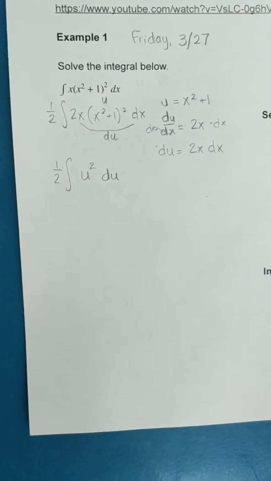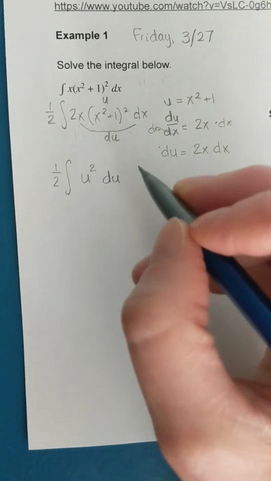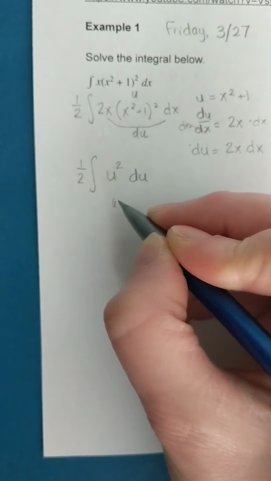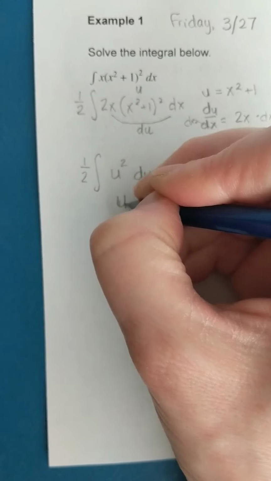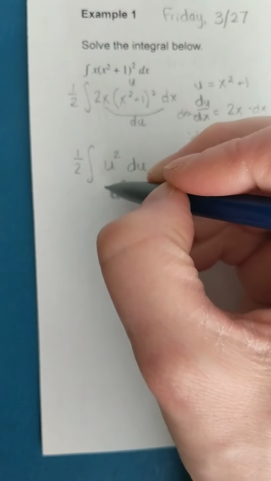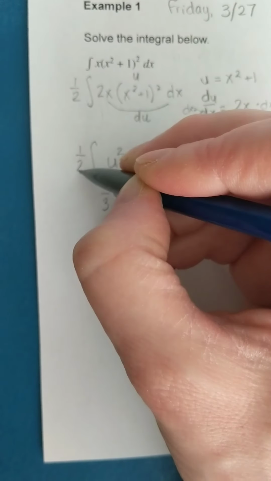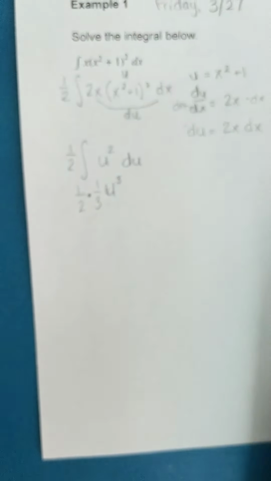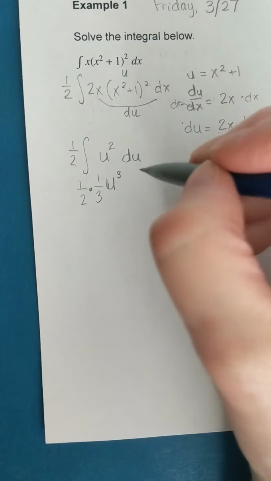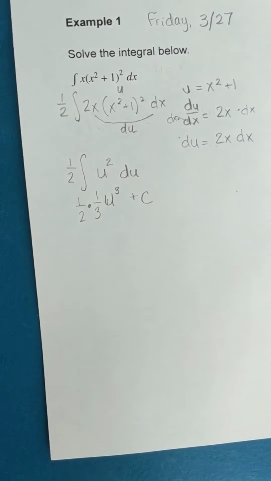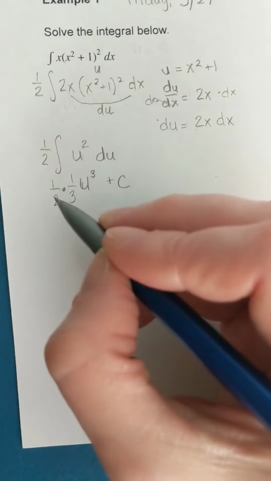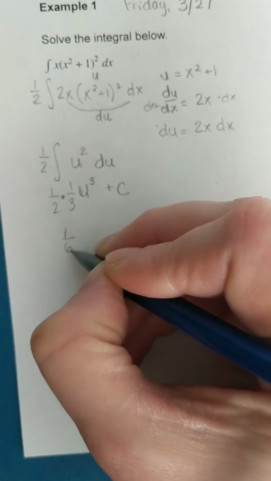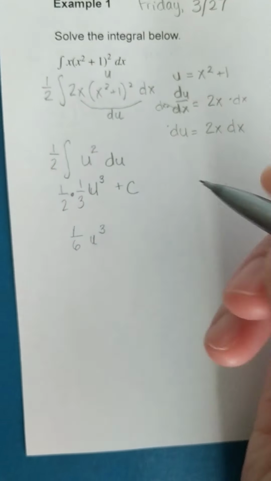Now I'm going to integrate it just like I always have been. So I know that for integrating u squared, I'm going to take 2 plus 1 is 3 for the exponent. And I multiply by the reciprocal, 1/3. And I have my 1/2. So it's going to be 1/2 times 1/3 u to the third plus c, because we have an indefinite integral here. All right, and now I just simplify: 1/6 u to the third plus c.